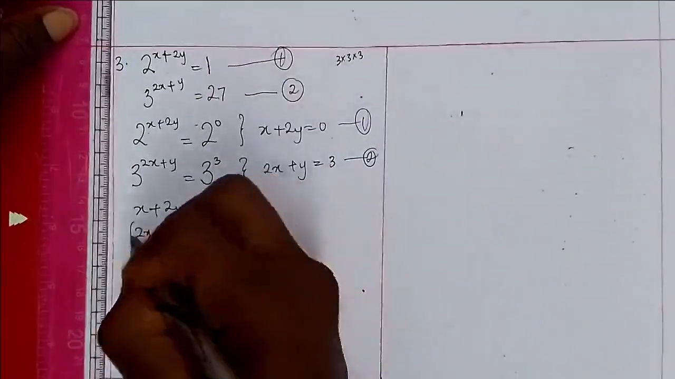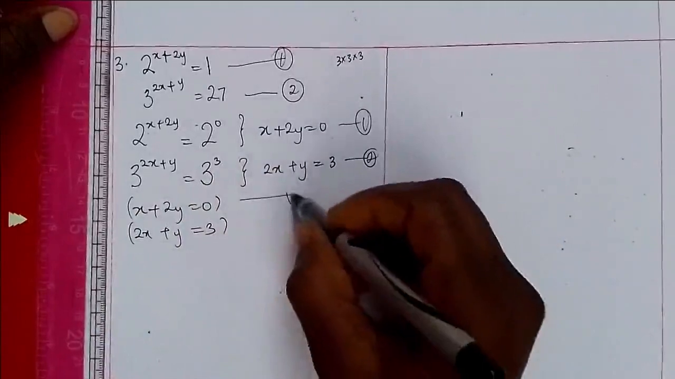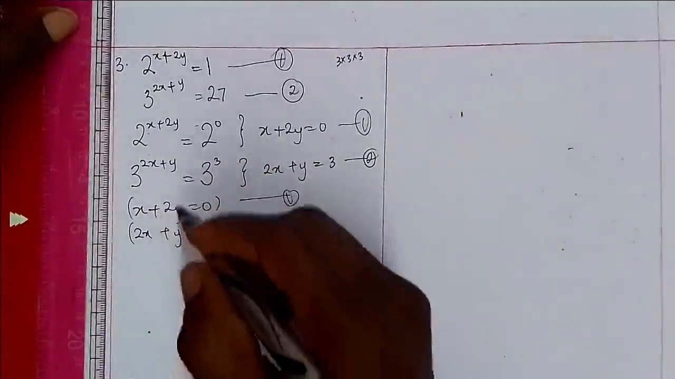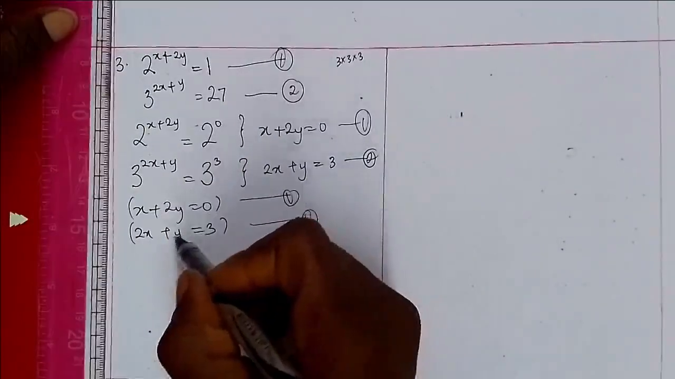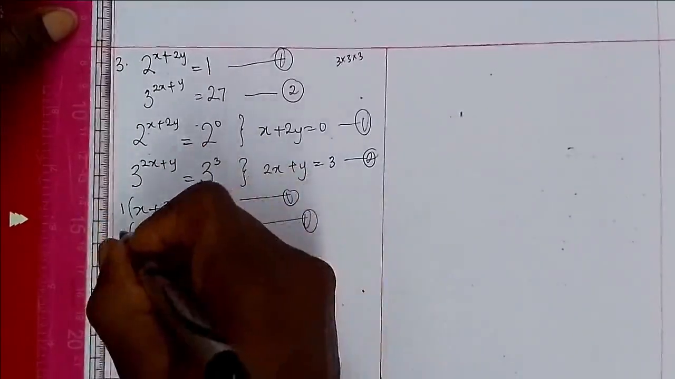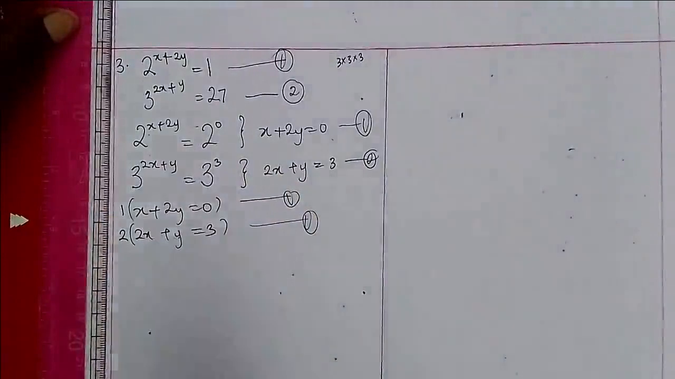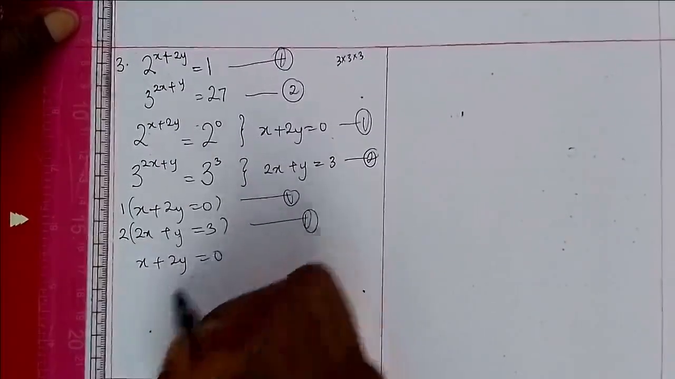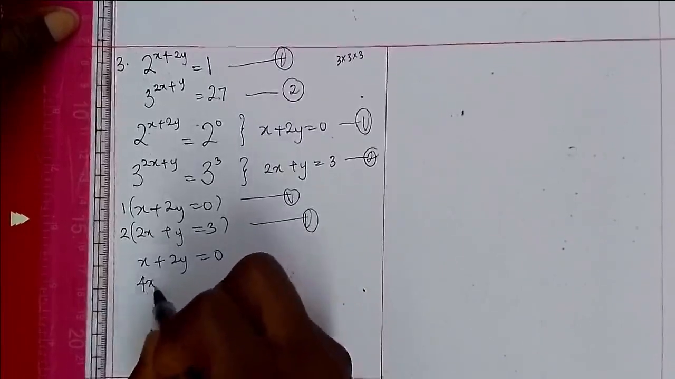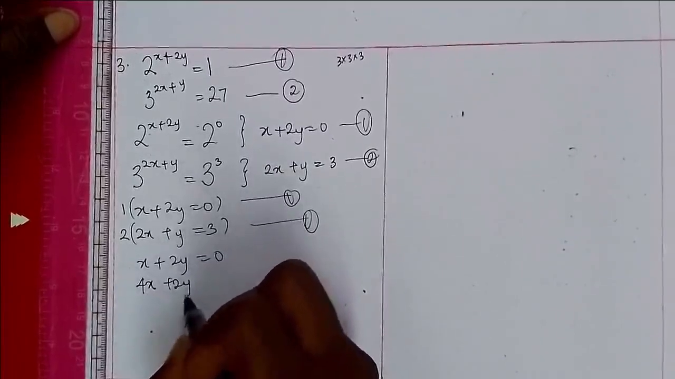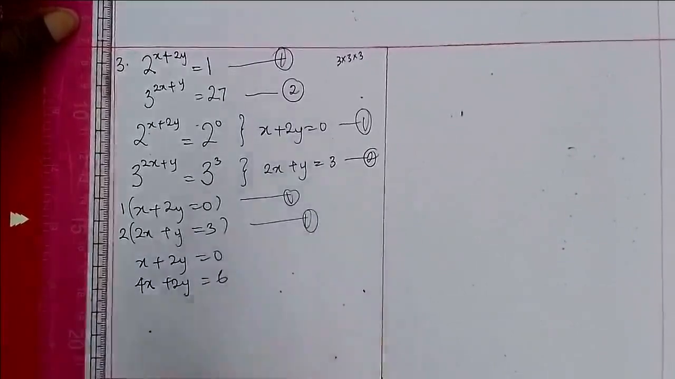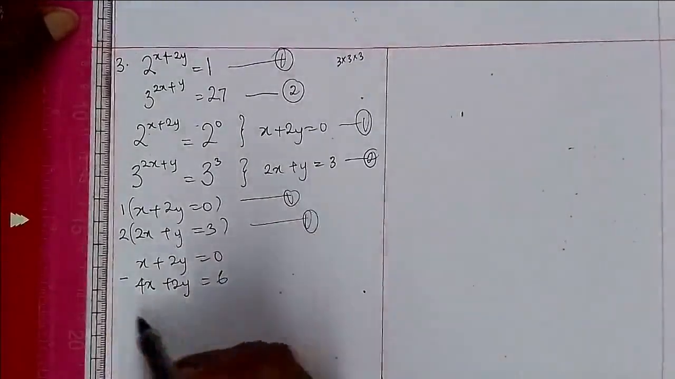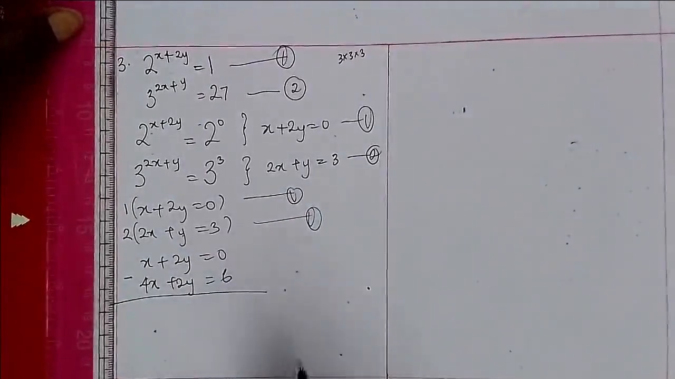So I'll multiply each equation by the coefficient of y in the other equation. The coefficient of y here is 1, the coefficient of y here is 2. So we have x plus 2y is equal to 0. Here we have 4x plus 2y is equal to 6. We subtract, so that y will become 0.